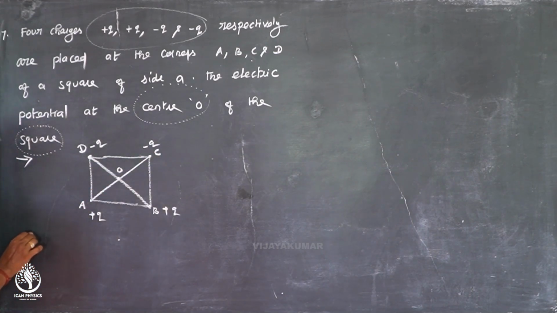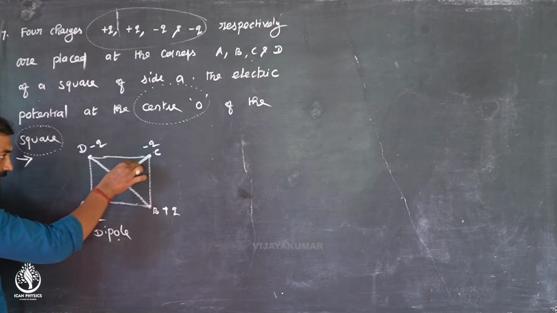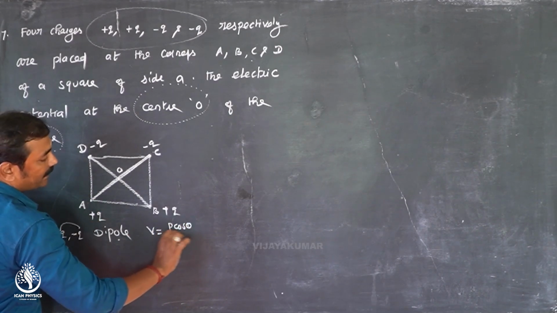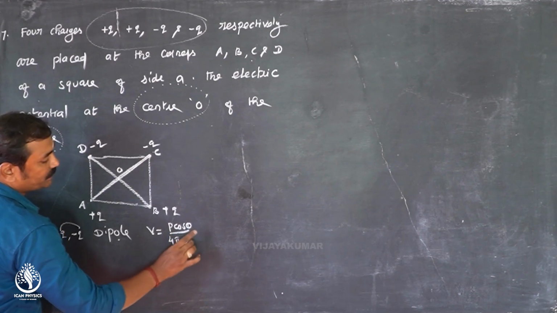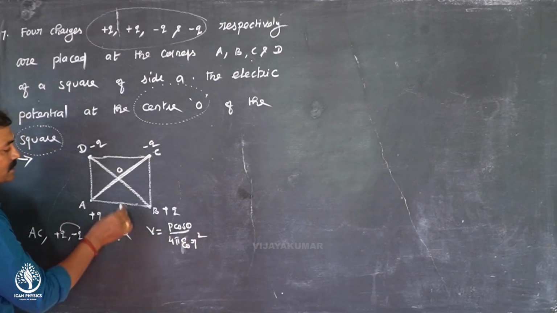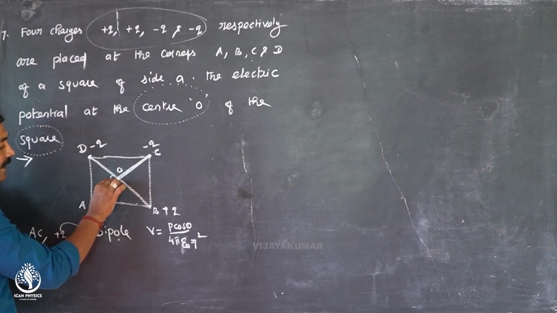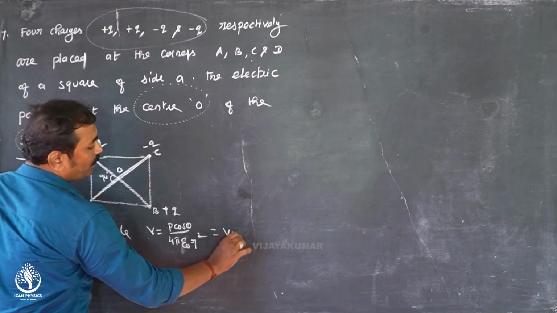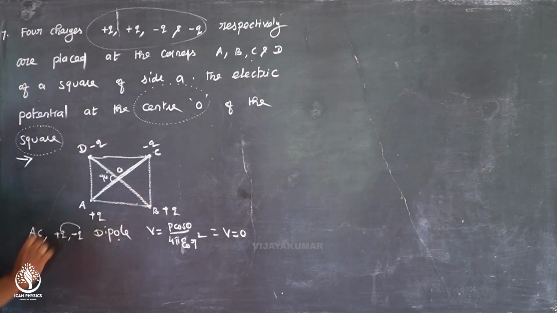Now we can consider A and C. Then it is -Q and +Q, so we can say it is an electric dipole. When we consider the electric dipole, we studied the potential as p cos theta by 4 pi epsilon 0 r squared. At this point it makes 90 degrees, cos 90 becomes 0, so 0 into something is 0. So the potential at O due to AC is 0.